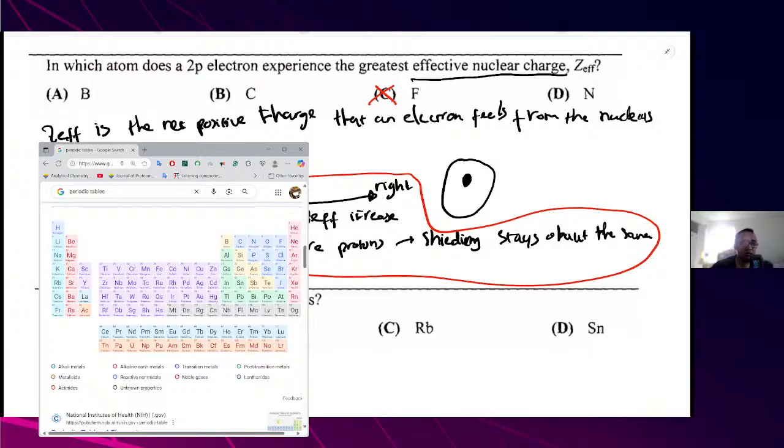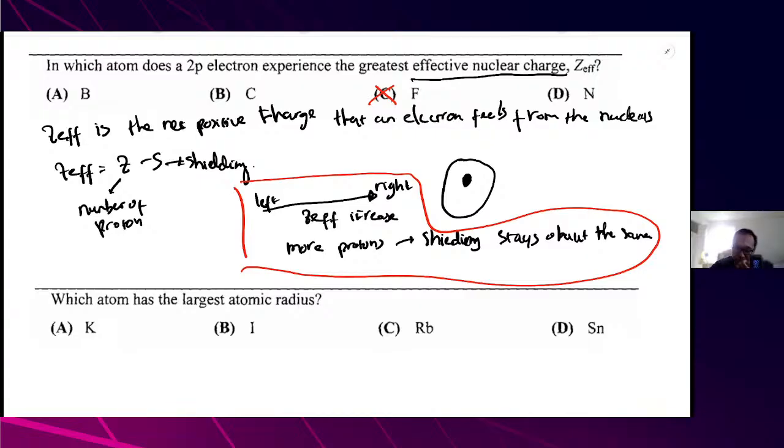Just to recap for this question: ZEFF increases left to right in the period. All right, now on to the next question.